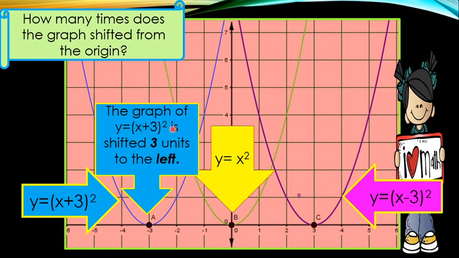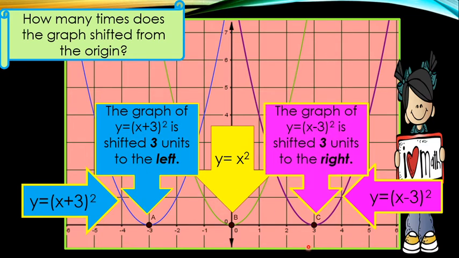So, the graph of y equals (x + 3) squared is shifted 1, 2, 3 units to the left of the origin. While the graph of y equals (x − 3) squared is shifted 3 units to the right of the origin. So, from the origin, 1, 2, 3, or h units. What is the value of h here in our function? That is 3. The value of h here is 3.